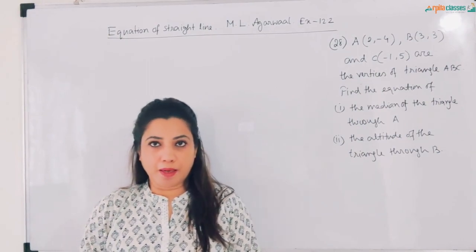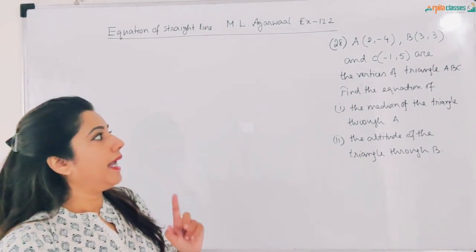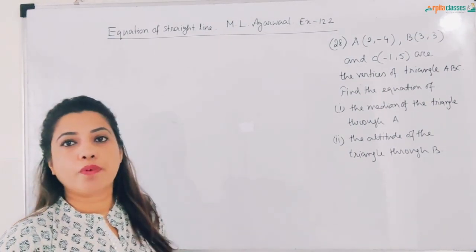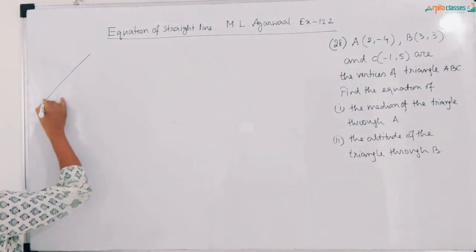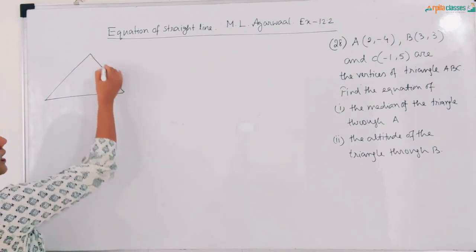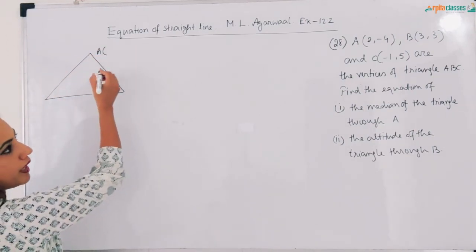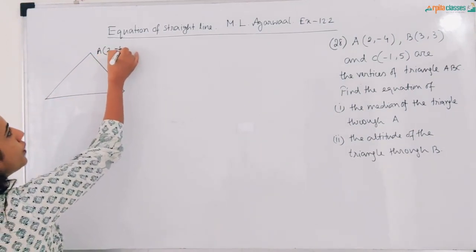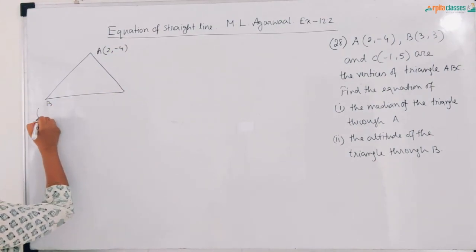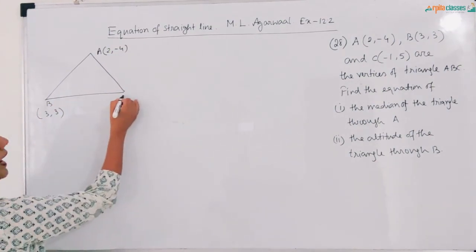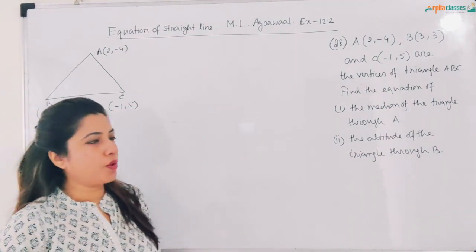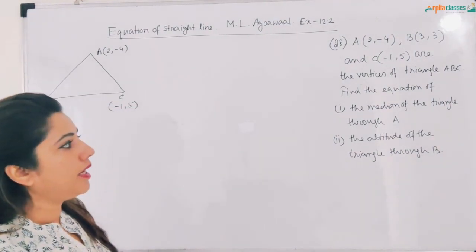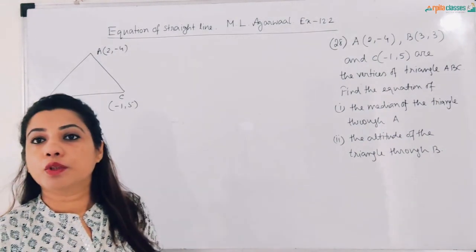Let us start with the next sum. Question number 28. A, B, C are the vertices of a triangle ABC. Let me draw the rough diagram over here. So they are saying the coordinates of A is (2, -4), B that is (3, 3) and C (-1, 5) are the vertices of a triangle ABC. Find the equation of the median of the triangle through A.